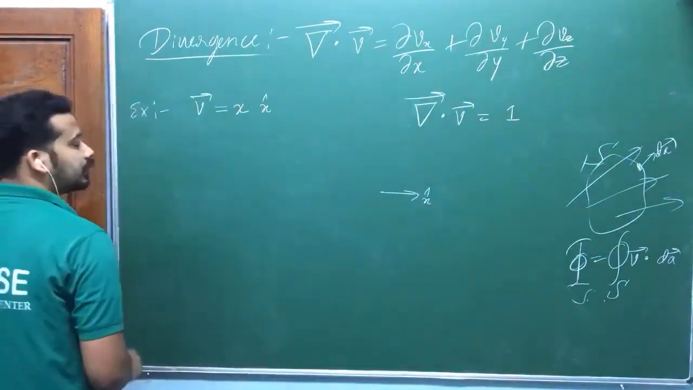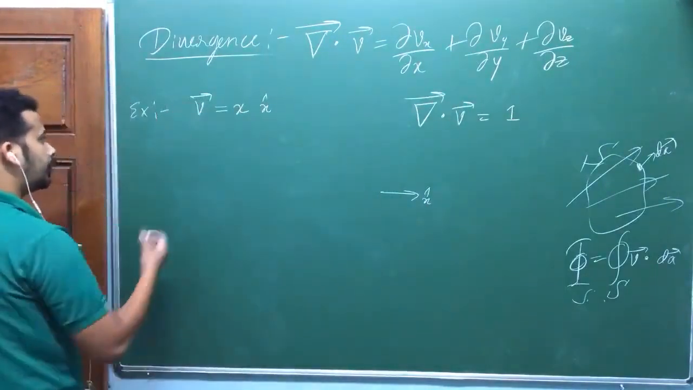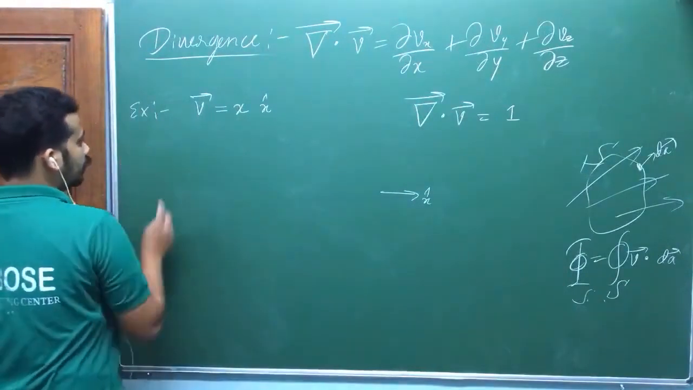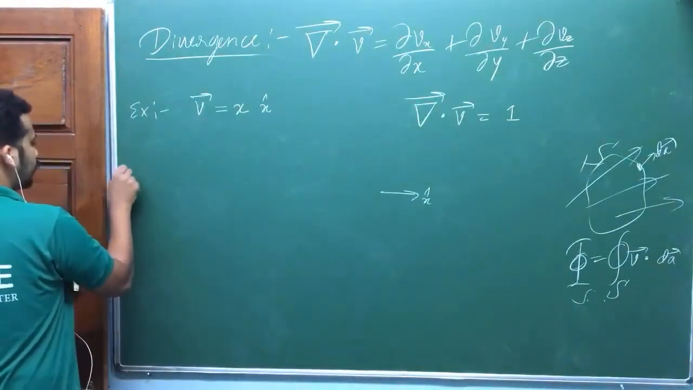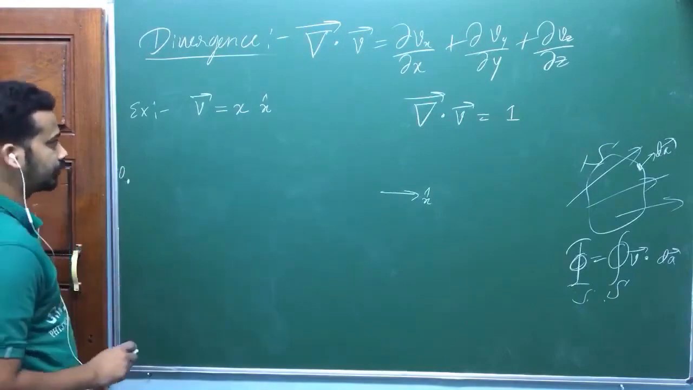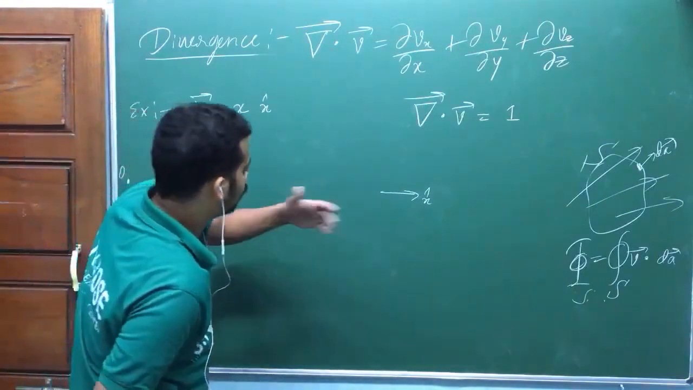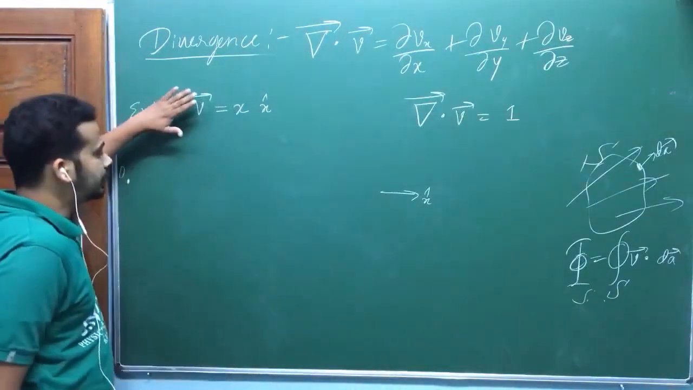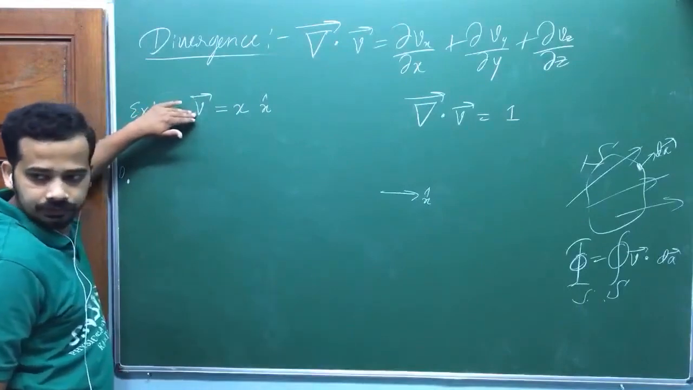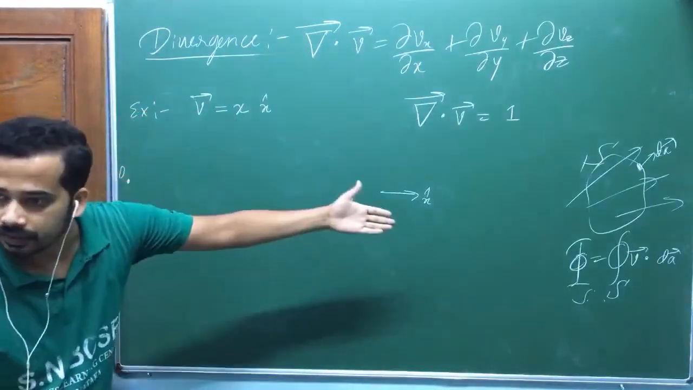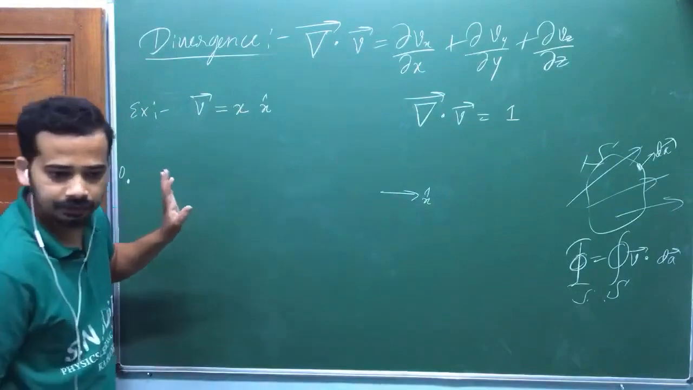Now let me try to draw that one. Let me try to represent this kind of a vector field. Look here, let me take this one as an origin. Along the x-axis, your vector field strength is increasing, am I right? Can you see this one? When x increases, field strength is increasing. Can you see that one?